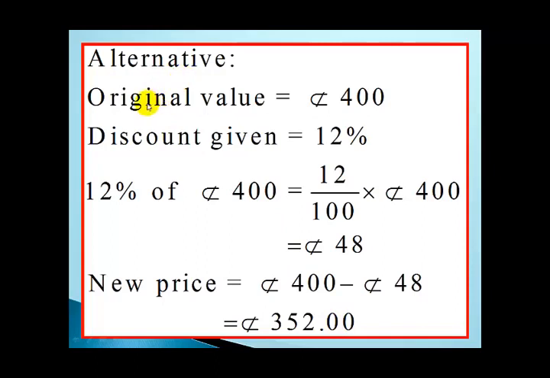The original value from the question is 400 cedis. The discount given is 12%. So 12% of the original value will be equal to 12 over 100 times 400 cedis, and this is equal to 48 cedis. That means that 12% of 400 cedis will be equal to 48 cedis. So if you want to find the new price, it will be 400 cedis minus 48 cedis, and the answer is 352 cedis, which is the same as the answer we had using the other alternative.